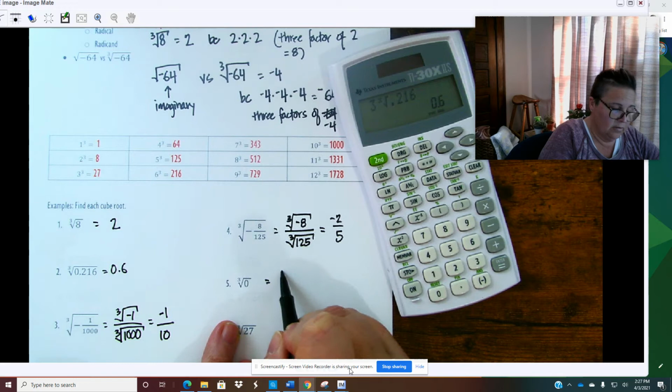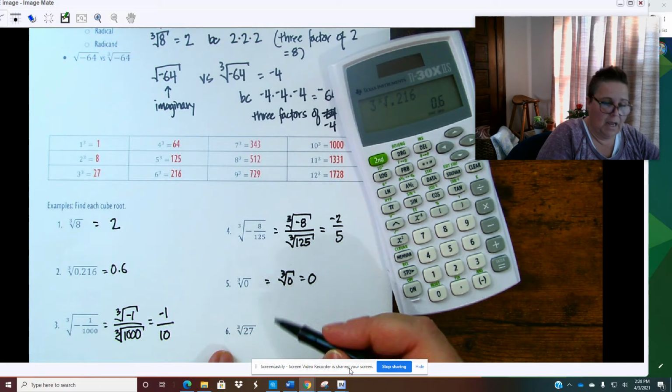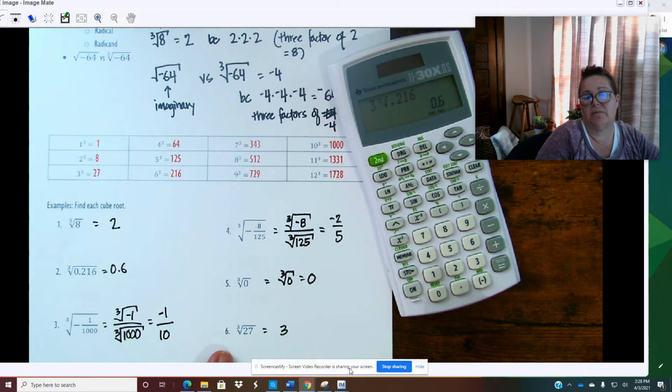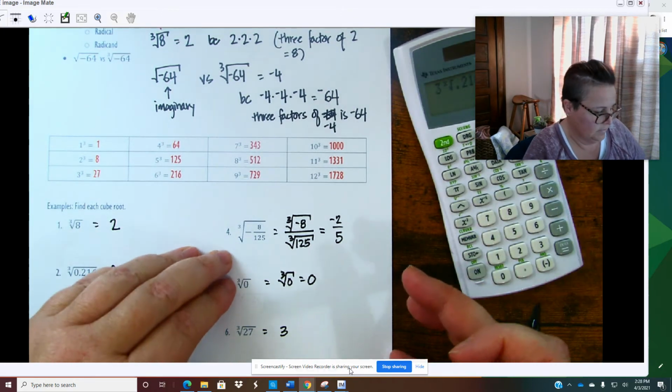The cube root of 0 is indeed 0, because 0 times 0 times 0, 3 factors of 0, will give me 0. And the cube root of 27 is 3. 3 times 3 times 3. Right? I know some of these. Feel free to use your calculator.